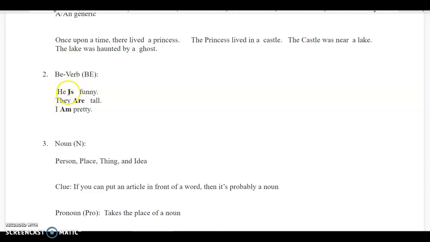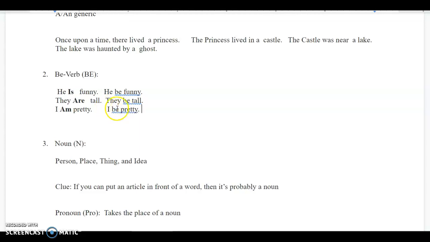They only had what's called the specific be verbs. So he is funny, they are funny, I am pretty. Now in Old English, they didn't have these be verbs. Instead, they had the be verbs. So instead of saying he is funny, in Old English, if we lived thousands of years ago, you would say he be funny. Okay. Same thing with they are tall, right? You would say they be tall. And I am pretty, you would say I be pretty.